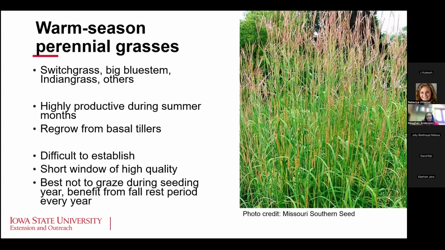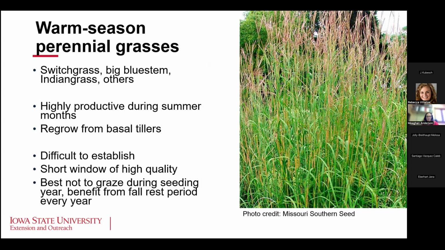Moving on to perennial warm season grasses, these are much less common to be grown here in Iowa, but I think it's important to mention them because they could hold a really useful place in some of our grazing systems if people have the wherewithal to get them established. Switchgrass, big bluestem, and Indian grass are probably the three most common that somebody might consider. But there are other species that you could grow. There's a whole host of warm season perennials that will survive and do pretty well here in Iowa.